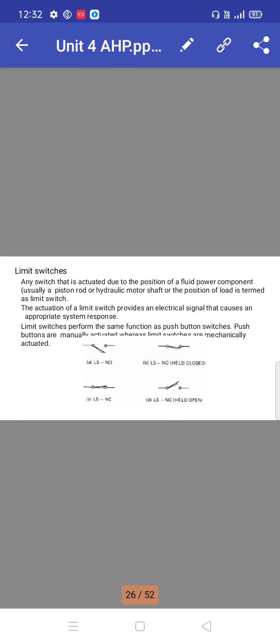Limit switches. Any switch that is activated due to the position of a fluid power component, usually a piston rod or a hydraulic motor shaft, or the position of a load, is termed a limit switch. The actuation of a limit switch provides an electric signal that causes an appropriate system response. Limit switches perform the same function as push button switches, but push buttons are manually actuated, whereas limit switches are mechanically actuated.